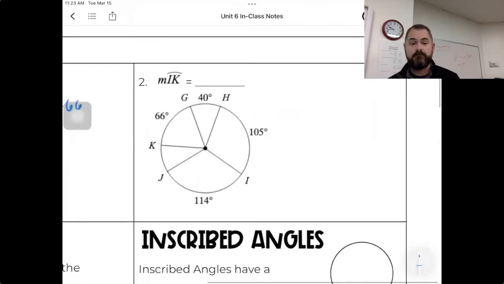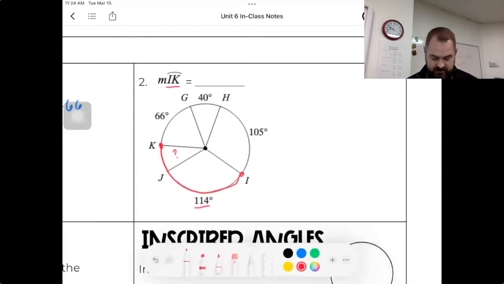For number 2, same idea. We want the measure of arc IK. This is a minor arc because I'm only using 2 letters. So I want to start at I, and I want to go the shortest possible distance to K along the edge of the circle. That would be this measurement. That arc looks like I should be able to take 114 and add it to this arc, but that arc is not given to me. So there's another way to look at this.